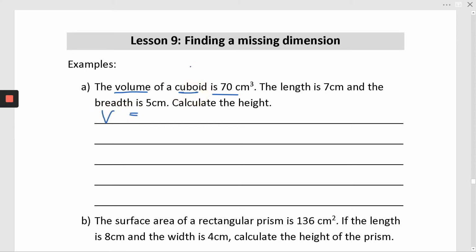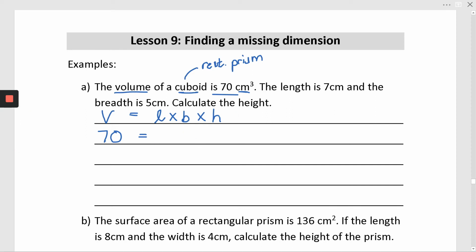Volume of a cuboid, that's another way of talking about a rectangular prism, is going to be length times breadth times height. Now let me put in what they've given me. They have told me the volume, so I replace the V with the 70. Now it's in cubic centimeters, so I want all of my other measurements to be in centimeters as well. And if they're not, I need to convert them. But luckily in this case, I don't have to do that.